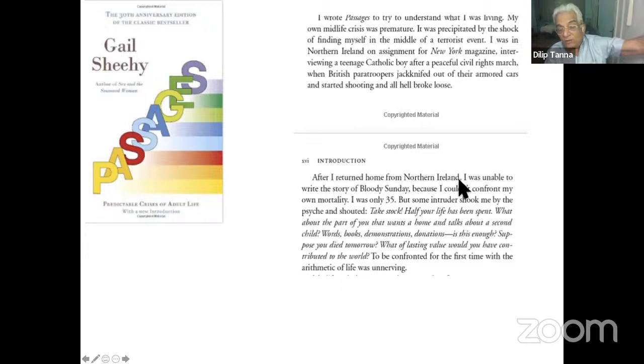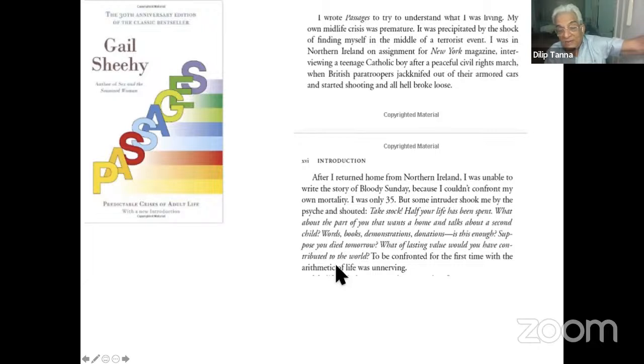After returning home from Northern Ireland, I was unable to write a story about Bloody Sunday because I couldn't confront my own mortality. I was only 35, but some intruder shook me by the scruff and shouted, "Take stock. Half your life has already been spent. What about the part of that you wanted to spend at home, and talk about a second child? Words, books, demonstrations, donations. Is this enough? Suppose you died tomorrow. What of lasting value would you have contributed to the world? To be confronted for the first time with the arithmetic of life is unnerving."